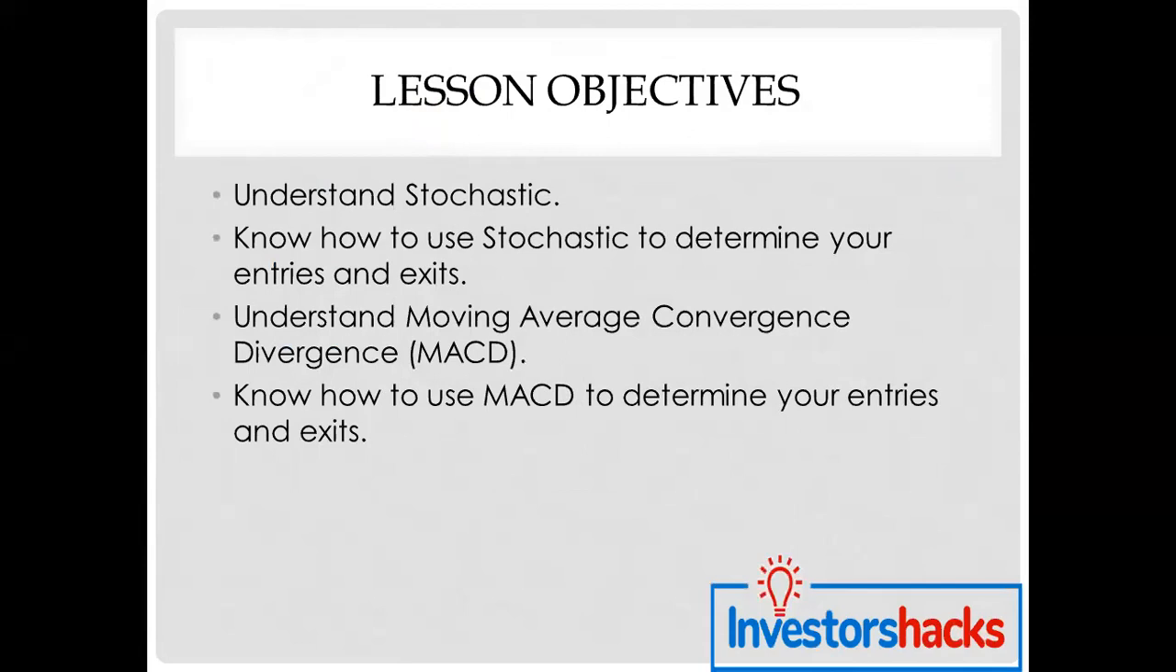And in today's lessons, we are going to learn about the stochastic and the moving average convergence divergence technical indicators. Therefore, in today's lesson, the objectives are: you'll be able to understand stochastic, you'll be able to know how to use stochastic to determine your entries and exits, understand moving average convergence divergence, which is called MACD, and know how to use moving average convergence divergence to determine your entries and exits.